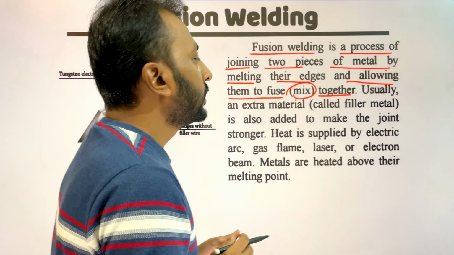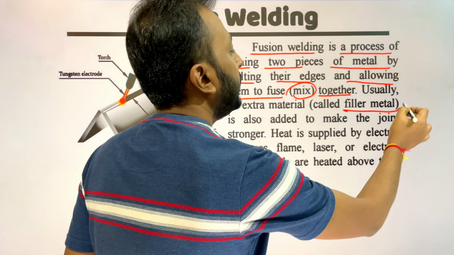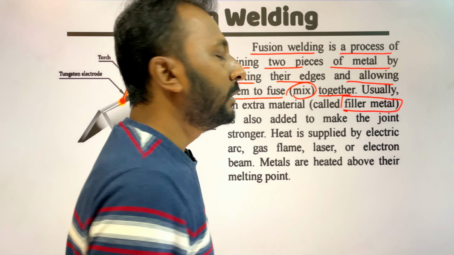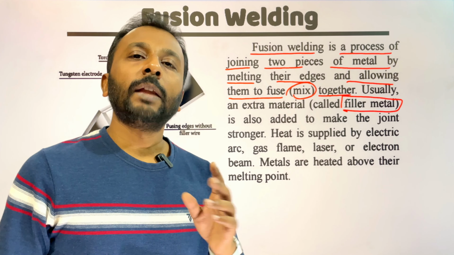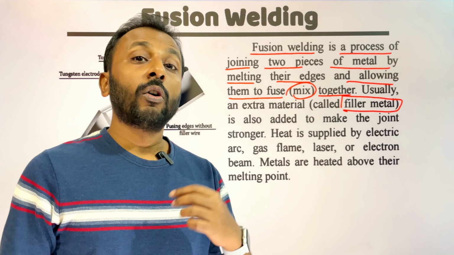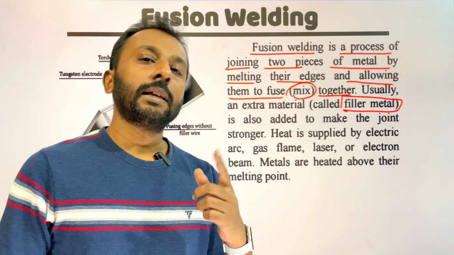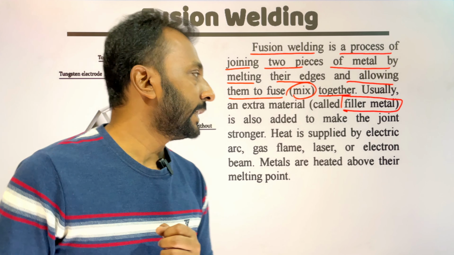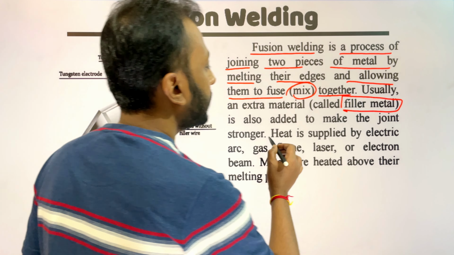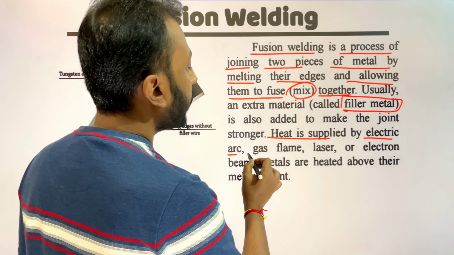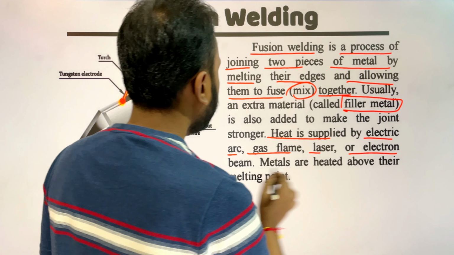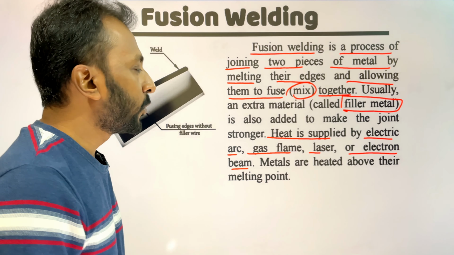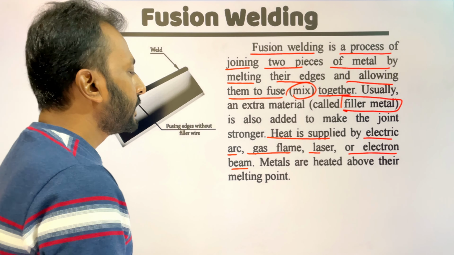Here we use filler metal. If needed, then we use filler metal to fill the gap. So fusion welding can be of two types: the energy generated from electric or the energy generated from gas. The energy is generally heat energy. So heat is supplied by electric arc or gas flame, laser or electron beam, etc. In these processes we get the heat energy.